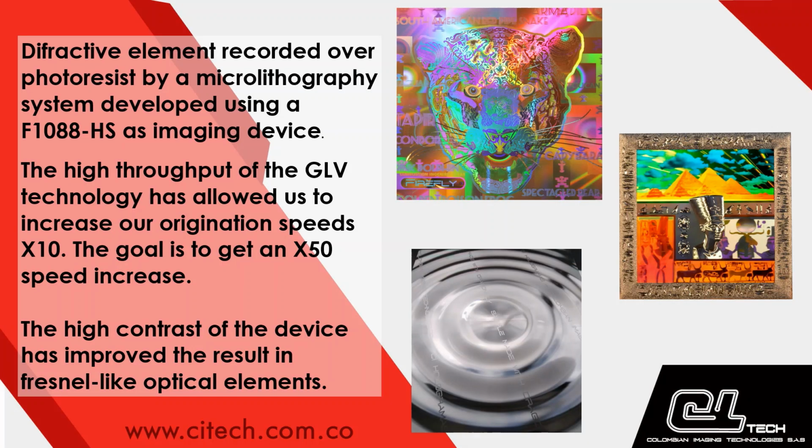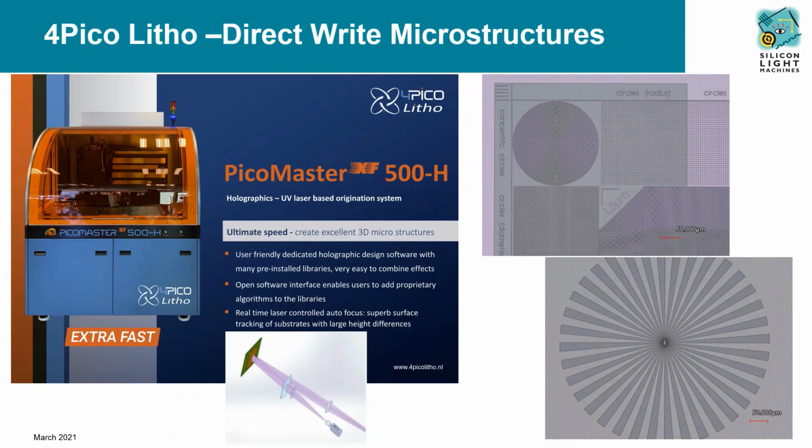Columbia Imaging Technologies uses the 1088 channel GOV in a direct write microlithographic system for holographic printing. With the GOV technology, their creation speeds have already increased by 10 times, with further improvements planned. High contrast and high bit depth with precise calibration enables products such as beautiful holographic labels and better performing diffractive optical elements. 4Pico Litho is another company that utilizes the GOV's high-speed contrast and channel count for high-throughput holographic origination. Their UV laser direct write system is capable of creating 3D microstructures with a critical dimension of 0.5 microns. On the right, we see examples of diffractive optical elements created using a GOV amplitude modulator.